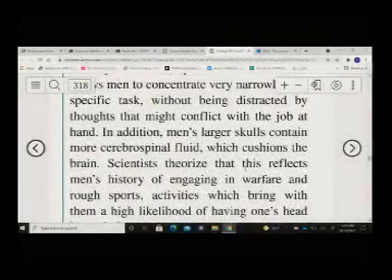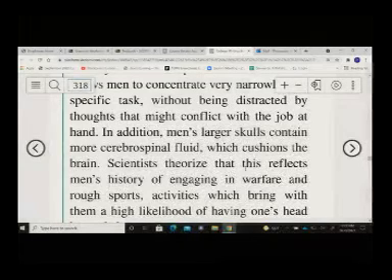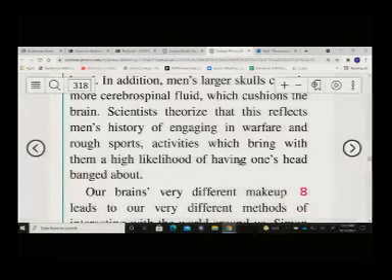In addition, men's larger skulls contain more cerebrospinal fluid, which cushions the brain. Scientists theorize that this reflects men's history of engaging in warfare and rough sports, activities which bring with them a high likelihood of having one's head banged about.